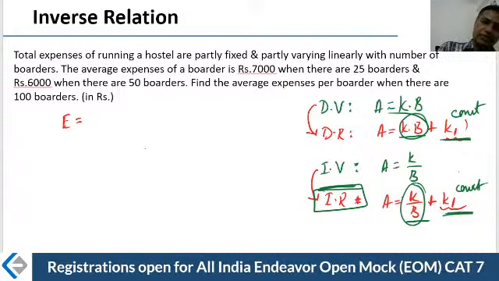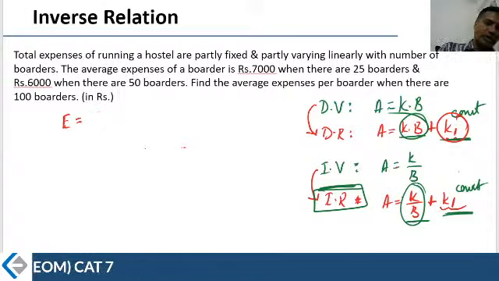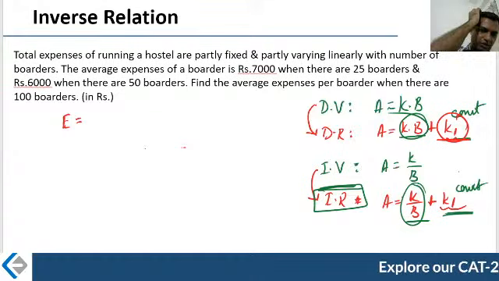Or let me write K1 first. Can I write K1 first? Yes, I just wrote the order. There is an order to that. Okay, let me write it as fixed expenses, F. I will write it as fixed expenses. Now let me write K1 itself, it does not matter. So what are you trying to say?